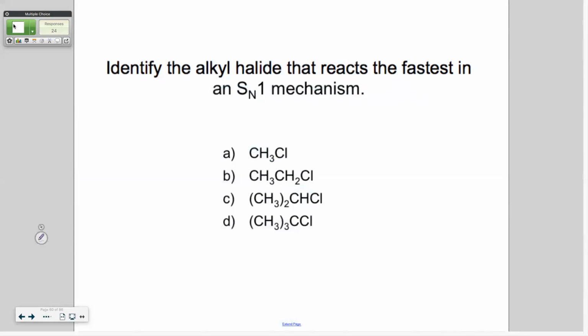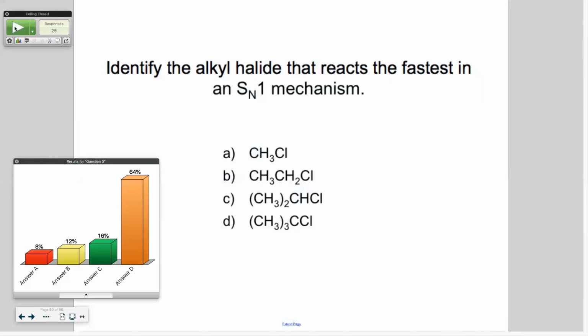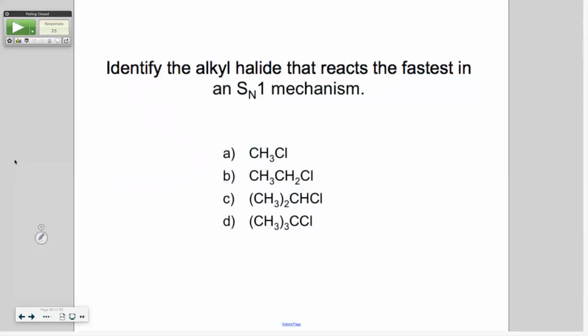Okay, 1 in 25. Okay, just checking. Okay, yes, it's D. Why did you pick D? Because it's tertiary. That's how come. Tertiary is more reactive in SN1 because the tertiary carbocation is the most stable.